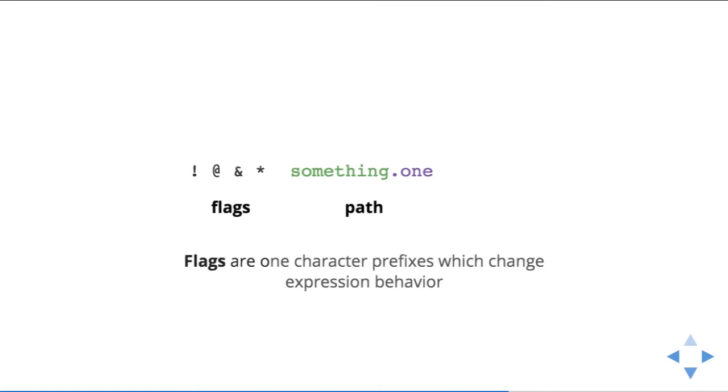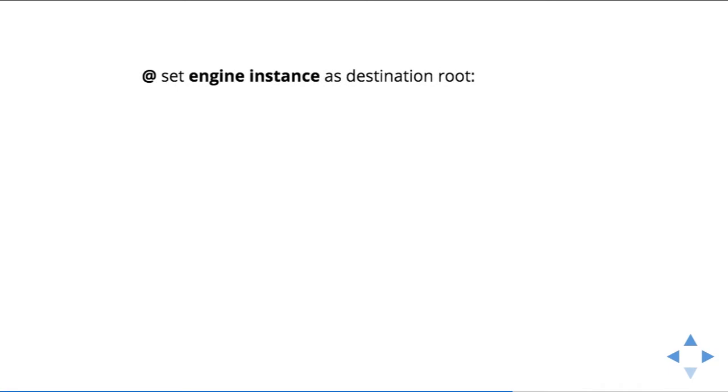So that's why there are flags. Flags are one-character prefixes which change expression behavior. I will explain not all of them, but some meaningful ones. So the add prefix sets the engine instance as the destination root. And this is the answer to the problem that I showed you before.